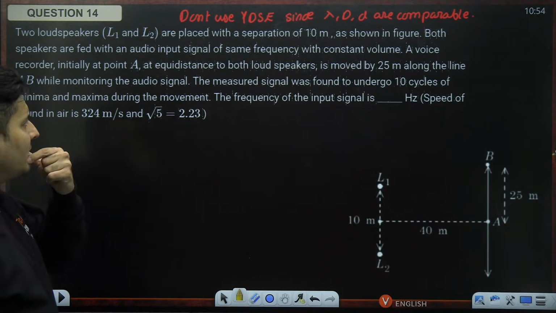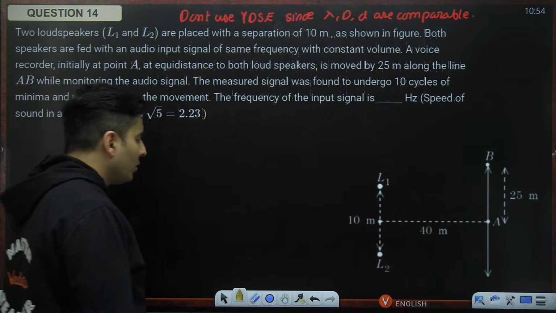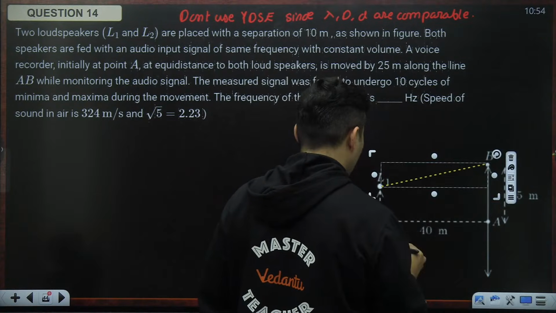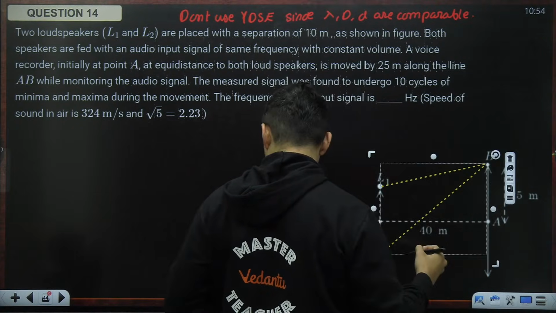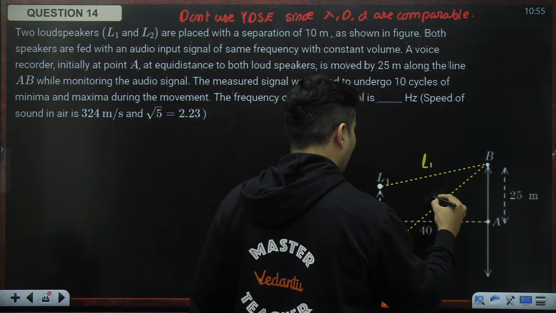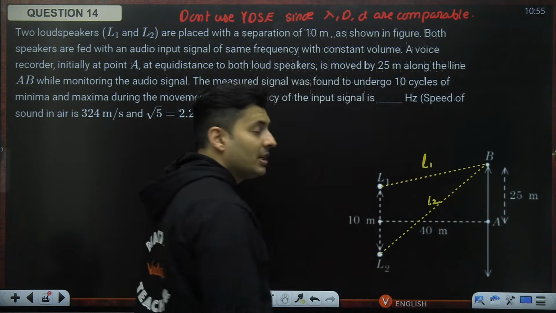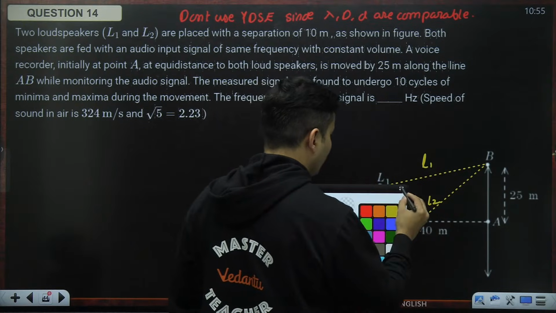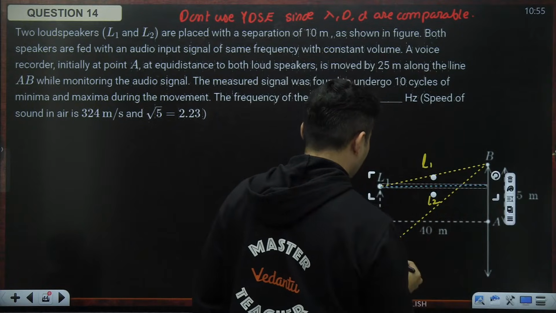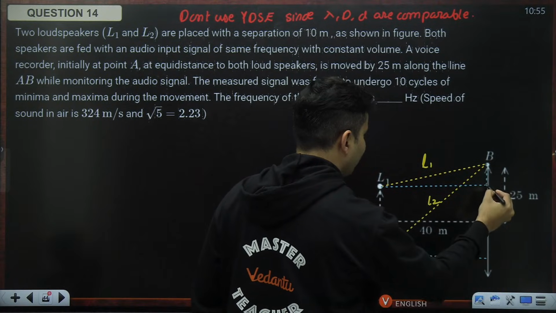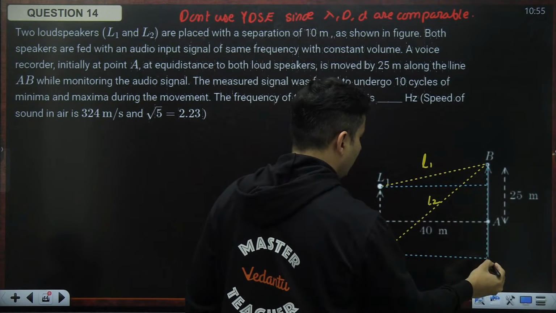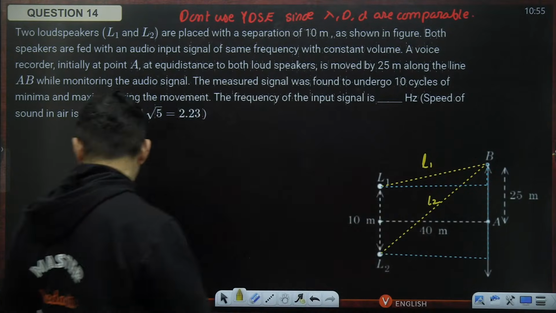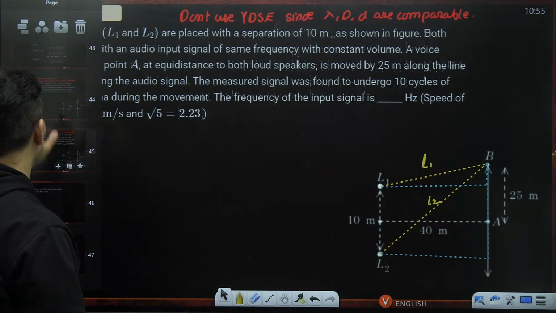See, don't use YDSE. I told you. What you need to do then, I'll tell you. You need to go by the basics. You need to literally calculate the distance L1 and the distance L2 and subtract them. There is no other choice that you have. For that, drop this perpendicular and figure out the hypotenuse in these two triangles. That's it. There is no other option.